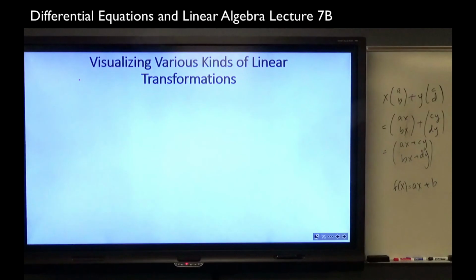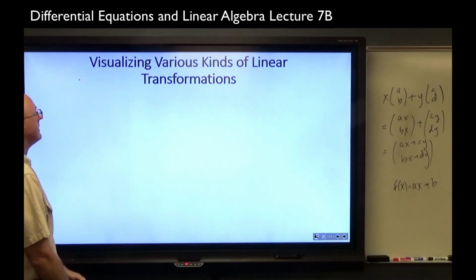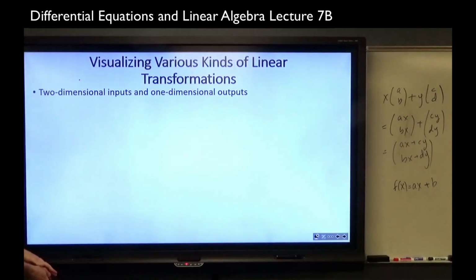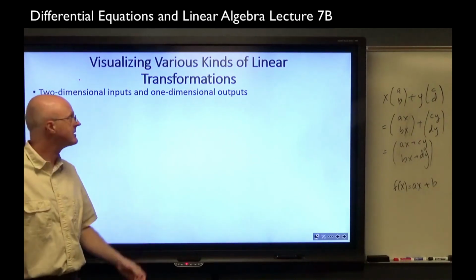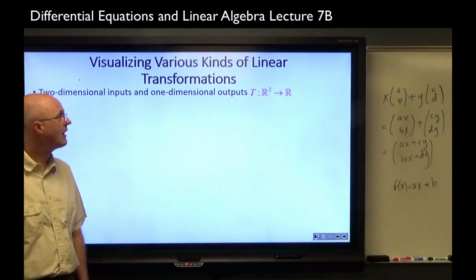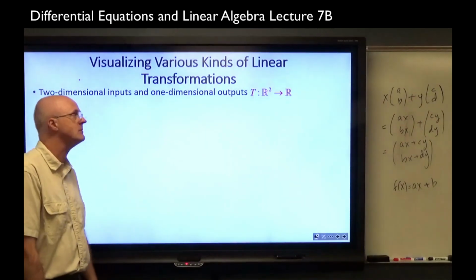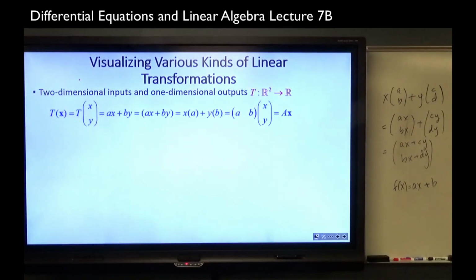On to the next example. We're almost getting close to being done here. Hang on. What about two-dimensional inputs and one-dimensional outputs? So I switch it around. Now from R2 to R instead of R to R2. Then you can think of the function in these various ways.